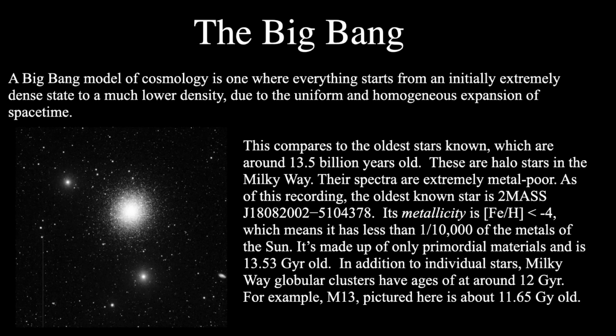As of this recording, the oldest known star has this really long name of 2MASS J1808-2002-510-4378. Now, its metallicity is extraordinarily low. Metallicity is defined by the logarithmic ratio of how much iron there is compared to how much hydrogen there is in the spectrum. There are some very prominent iron lines and very prominent hydrogen lines in stars. So when you look at that, you ask, what's the prominence of these spectral lines in the spectroscopy of the stars? The logarithmic difference is less than -4, which means that this star has 1/10,000th of the metals of the sun. And I don't just mean aluminum and magnesium and iron. It means everything.